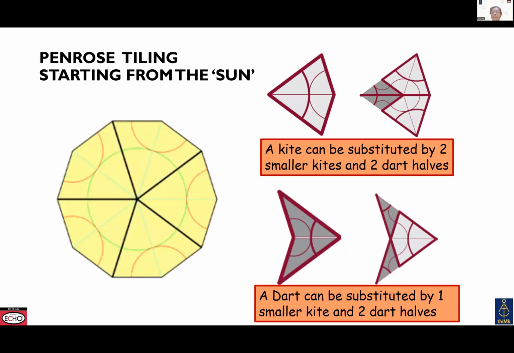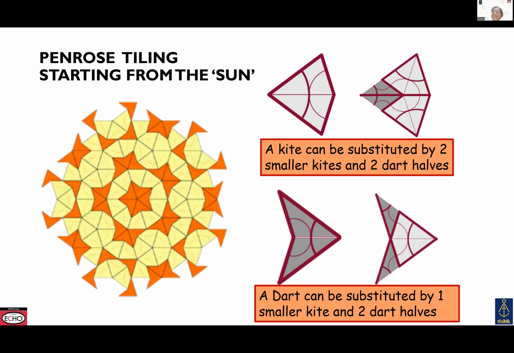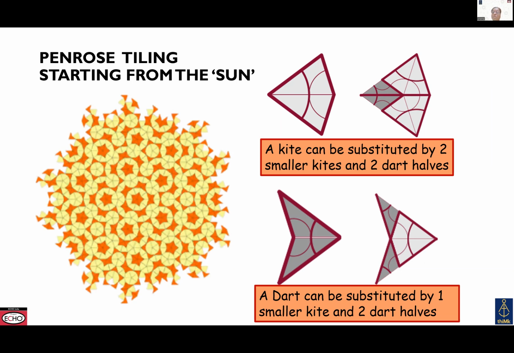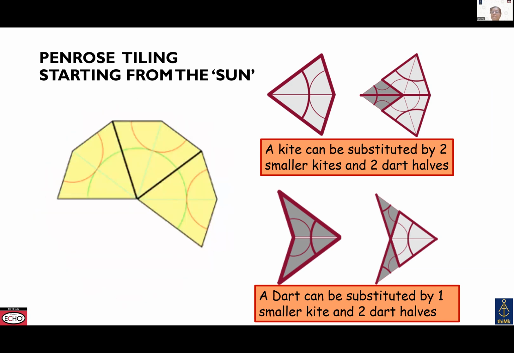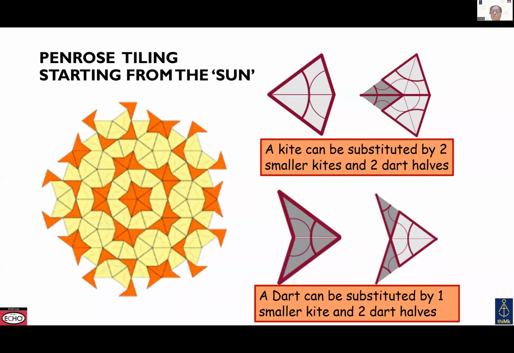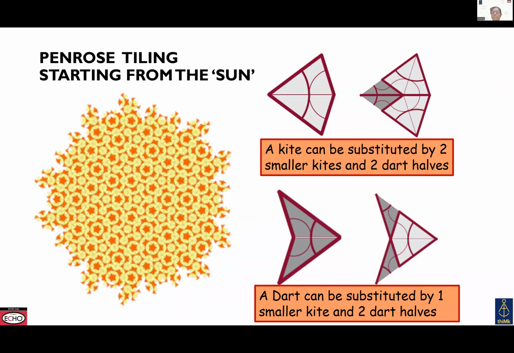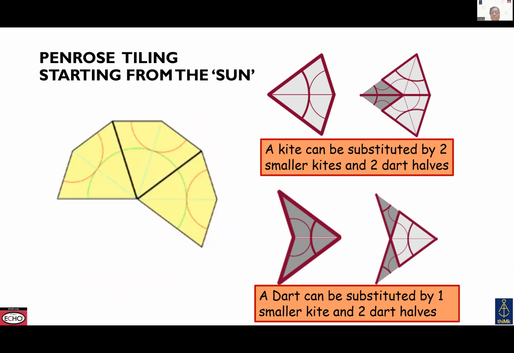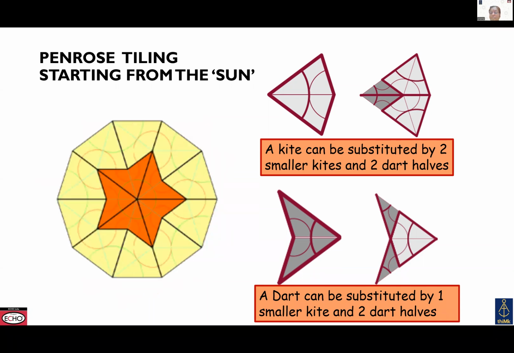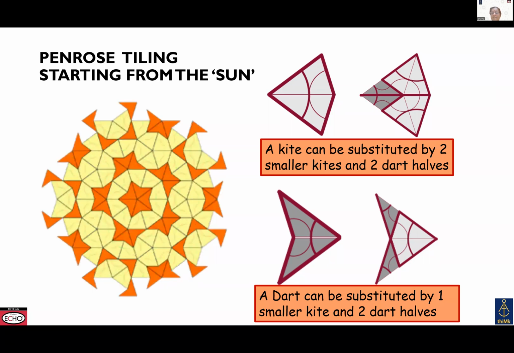So here on the right, we can see that the kite and the dart can be substituted, the kite by two smaller kites and two dart halves. And the dart can be replaced by a smaller kite and a dart. And if you do this kind of substitution an infinite number of times, this is the pattern you get. Suppose you start off with this kind of a pattern, what we call the sun.